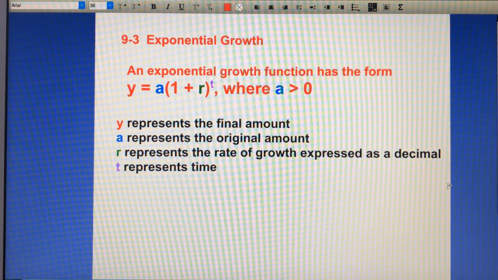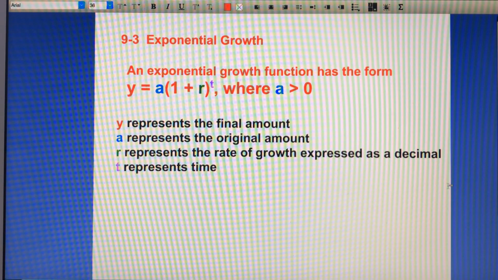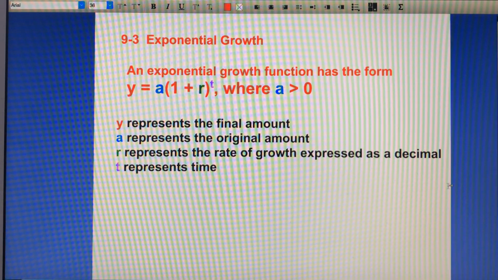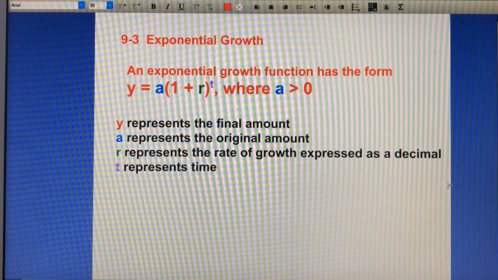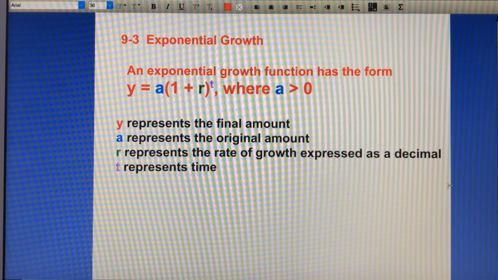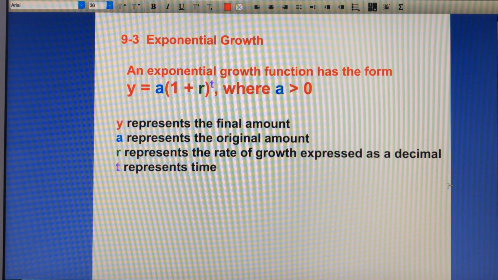Okay, let's take a look at our last slide for exponential functions. We have what I call 9-3, exponential growth. We are going to have a lot of formulas in this section, so let's try to keep up with the formulas. I hope you have a formula sheet where you're writing these down, however.